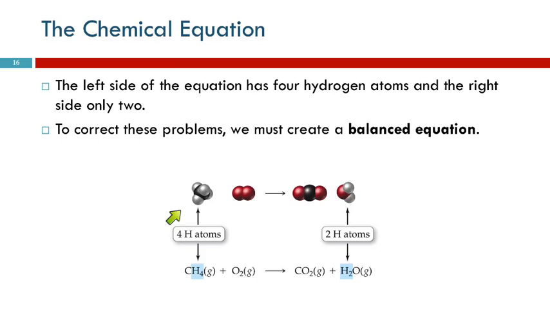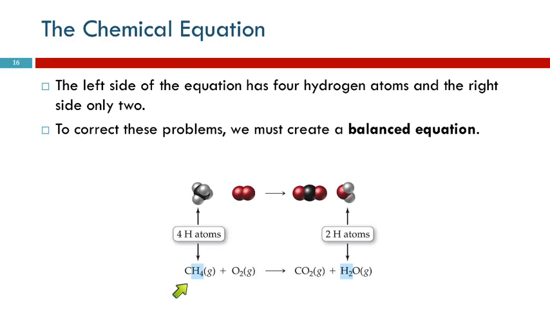The other problem is the hydrogens, as I mentioned. So 4 hydrogen atoms on this side. We can see that in the formula. And over here, there's 2 hydrogen atoms. And so what happened to those 2 hydrogen atoms? They did not turn into the missing oxygen atom. That can't happen in a chemical reaction. So we need to balance the equation.